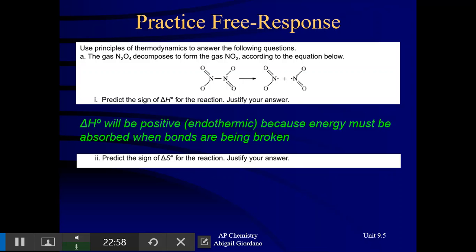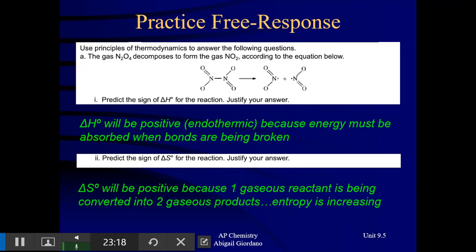Then it asks us to predict the sign of delta S, the change in entropy. Again, look up at the reaction and ask yourself, is this process getting more organized or more disordered? Delta S is going to be positive. Think about states of matter and moles of states of matter. We have 1 mole of a gaseous reactant being converted into 2 moles of gaseous products. Entropy is definitely increasing. So delta S is going to be positive.